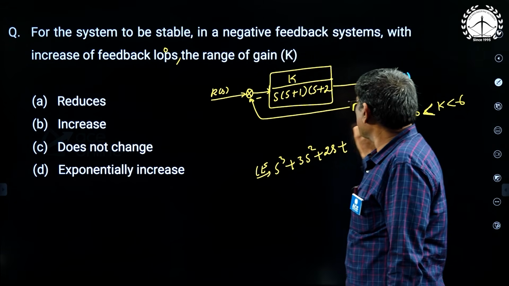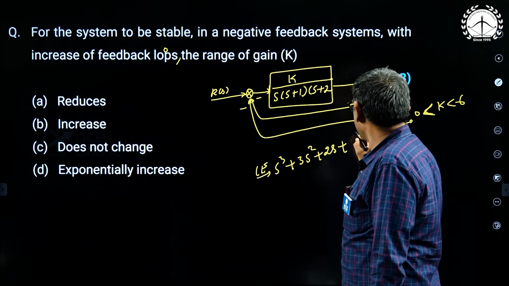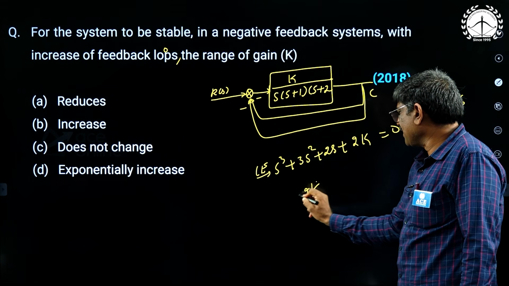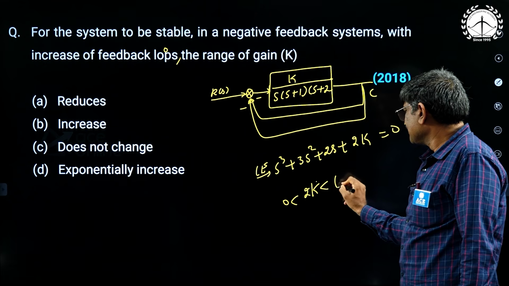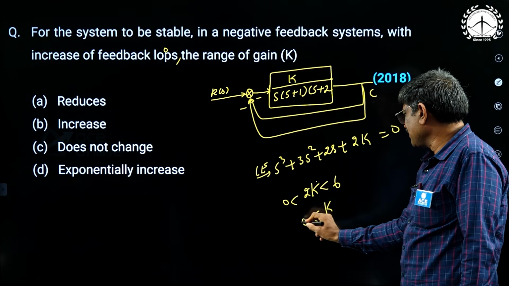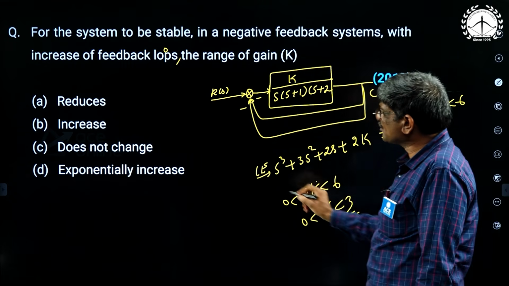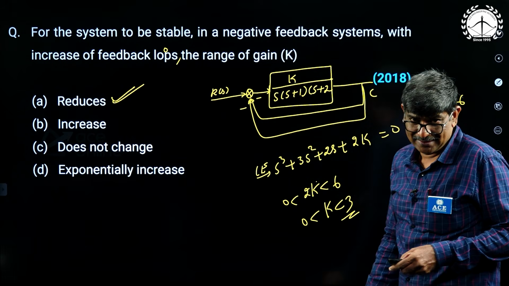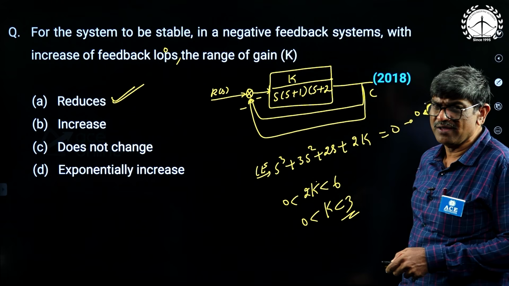Now if I put one more loop here, it becomes 2k. Then 2k greater than 0, less than 6. That means k is greater than 0, less than 3. That means the range of k reduces. As the number of loops increases, the range of k for stability is reduced.